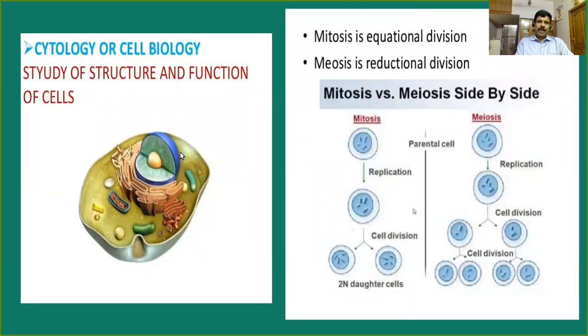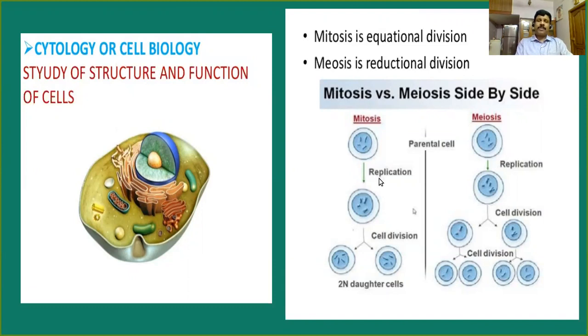Next one, cytology or cell biology. It is the study of structure and function of cells and also cell division. Cell is considered as the structural and functional unit of life. Do you know who discovered the cell? Yes, a famous scientist named Robert Hooke discovered the cell in 1665. You have learned the structure of both plant cells and animal cells in lower classes. This is the diagrammatic representation showing the process of cell division.